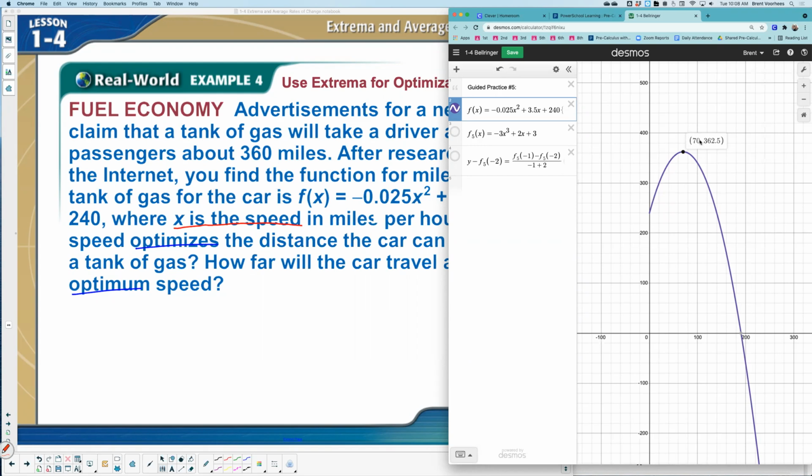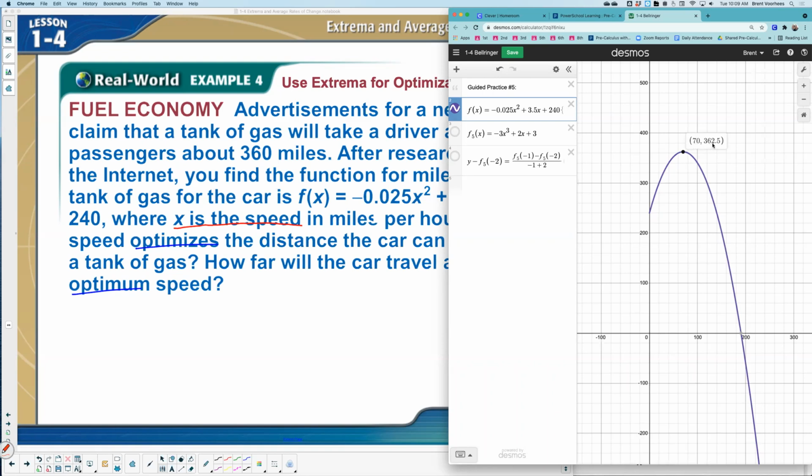Speed. Very good. How'd you know speed? X is speed. So the best speed to travel for this car is 70 miles per hour. So if you're driving and you get a speeding ticket driving 70, what you should tell the cops is it's the best speed for my miles per gallon. I'm helping the environment speeding here. That would be what you tell them. That's a joke, but okay.